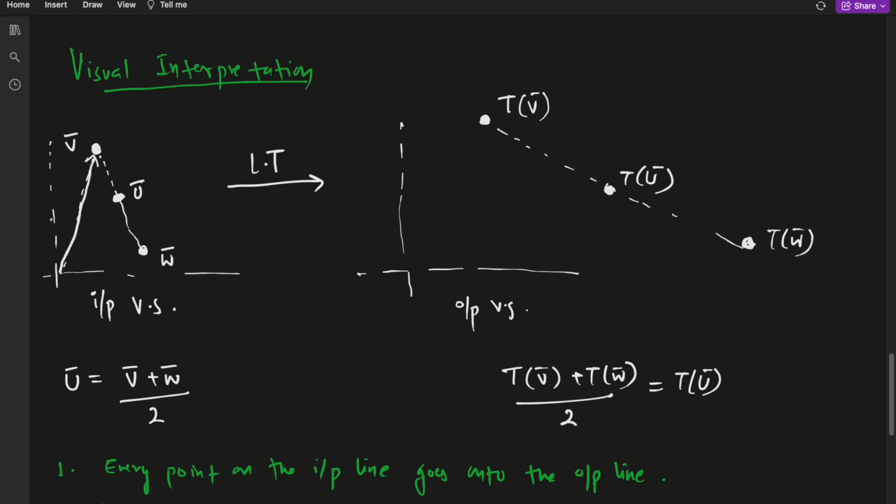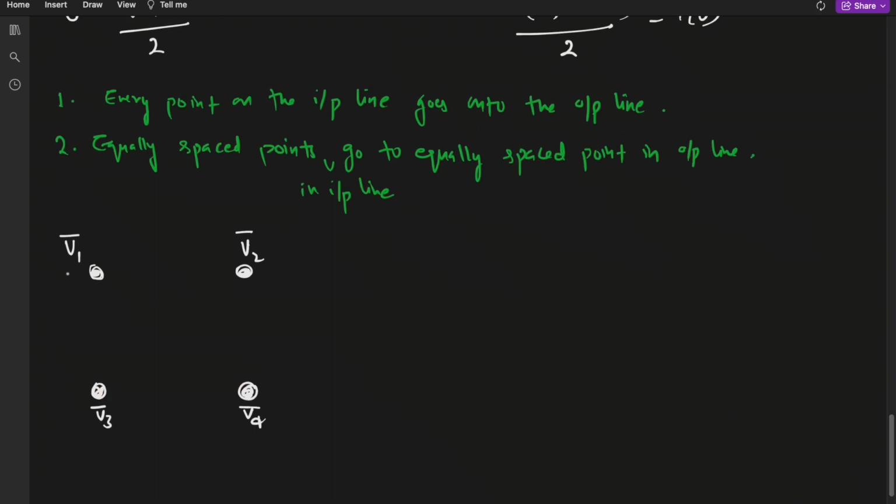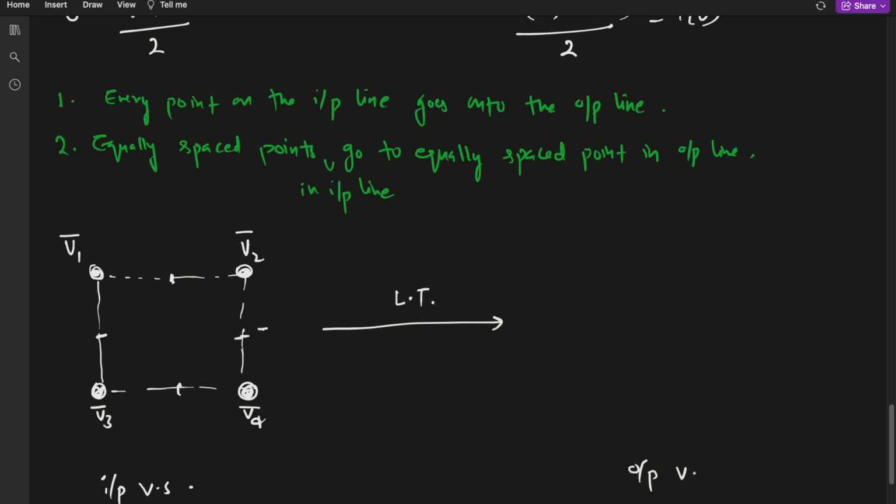The tail is always at the origin, but if I draw all the vectors, the diagram becomes complicated, so I'm just representing them using their tips. Again, this is the input vector space. And joining these lines, we have these midpoints. Then we apply the linear transformation LT, and we have the output vector space.